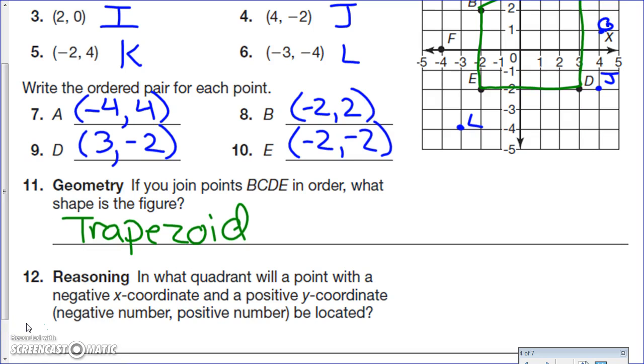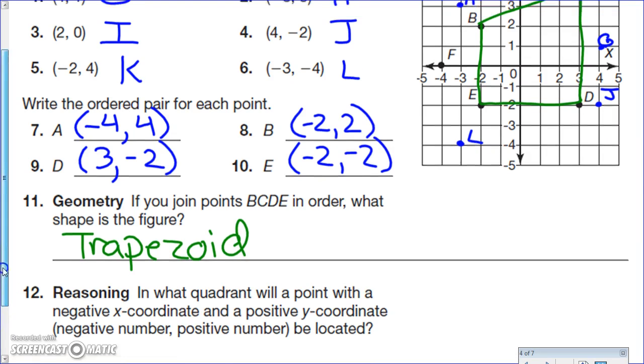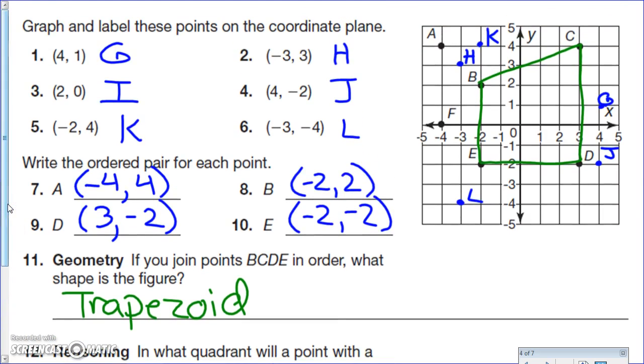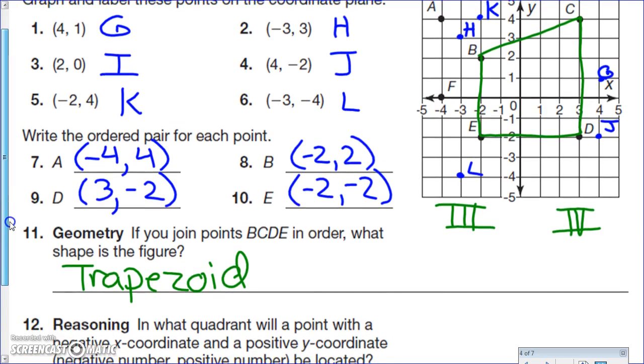For 12, reasoning. In what quadrant will a point with a negative x-coordinate and a positive y-coordinate be located? So a negative number first and a positive number second. So if we move up and look at our graph here, we can see the quadrants are labeled. Quadrant 1 is always positive, positive, so it's top right. And then it goes counterclockwise, so 2, 3, and 4.